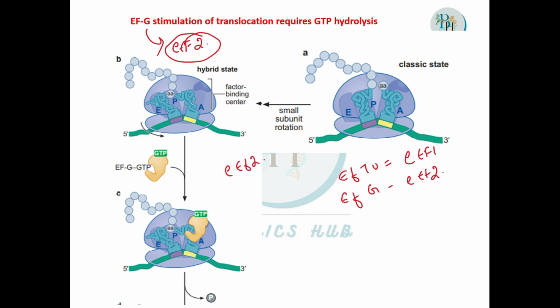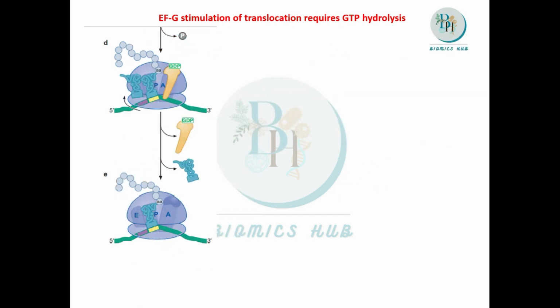The transfer of the tRNA from the A site to the P site is done when there is a little bit of dissociation of this ribosomal subunit. So the EFG in the form of GTP comes and binds in the A site. Due to this, there will be a little bit of rotation of this ribosomal subunit, and during that time this tRNA will be transferred from the A site to the P site.